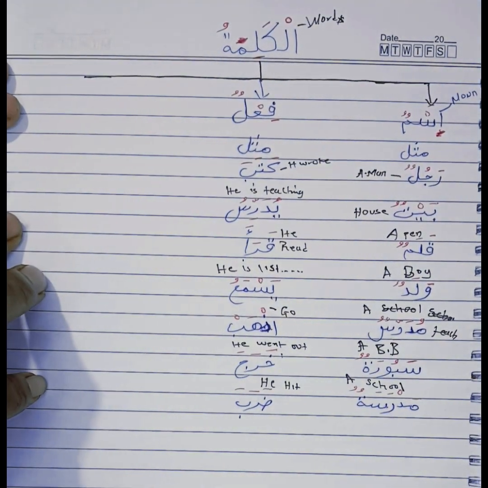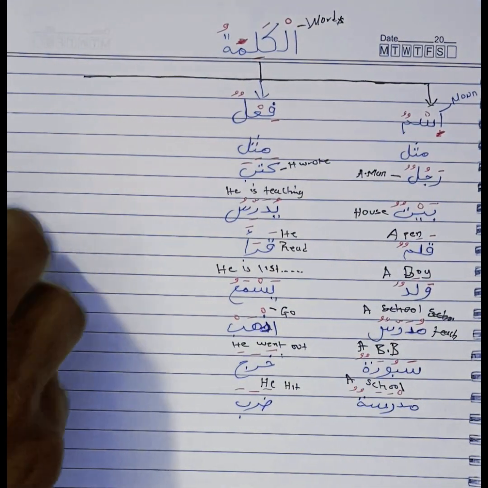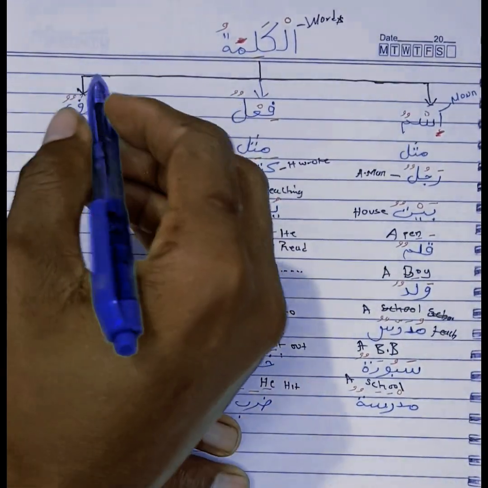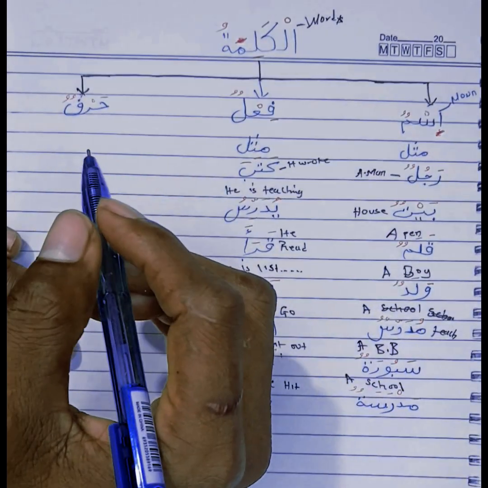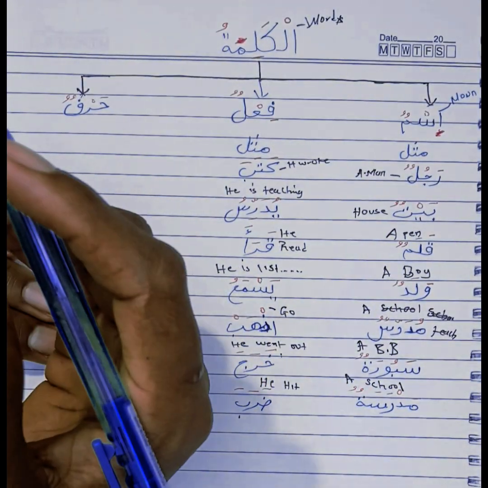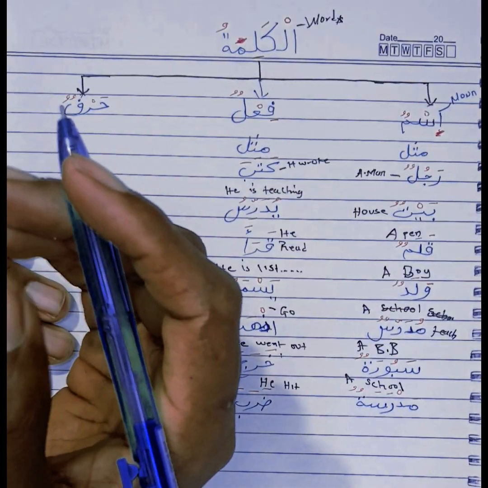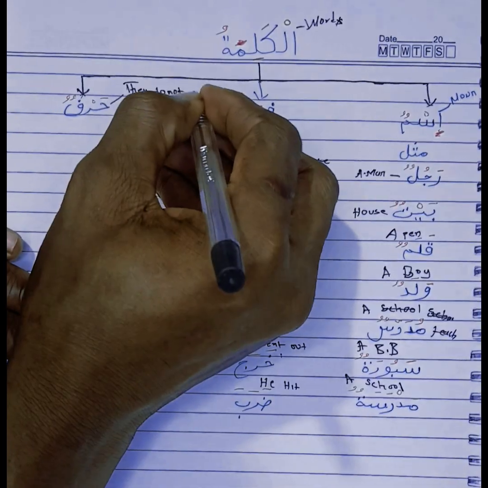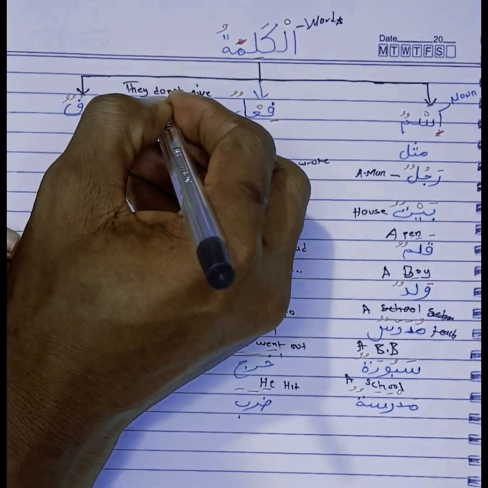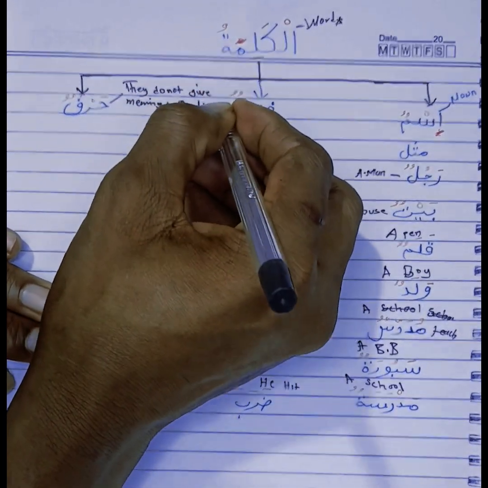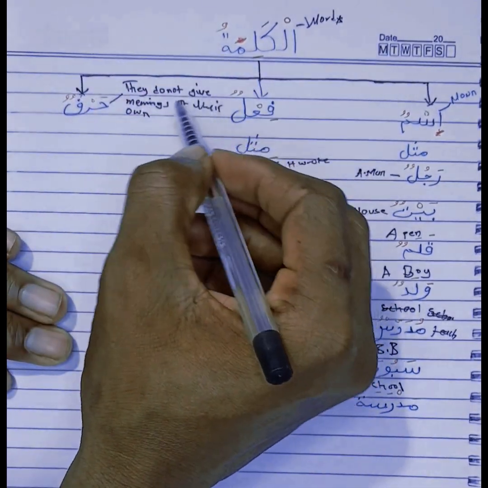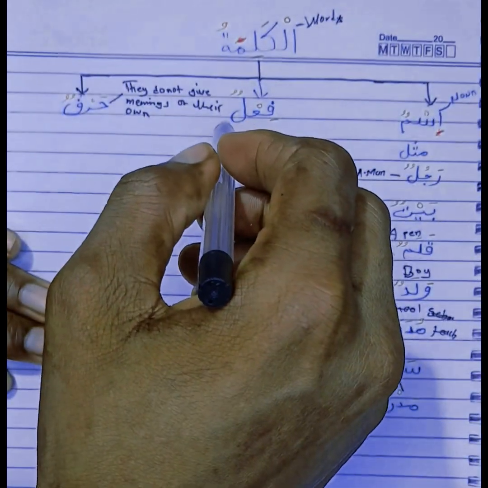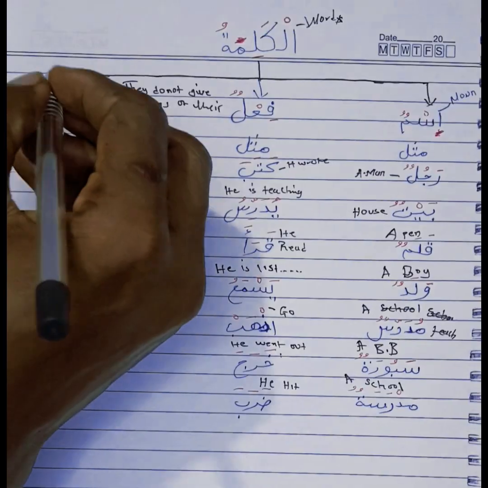Then the last part of speech in Arabic language is called harfun. These are particles. They are words that do not give meaning on their own, but they rely on other words to complete their meaning. Unlike ism and fi'l, which give meaning on their own. And this is called particle.